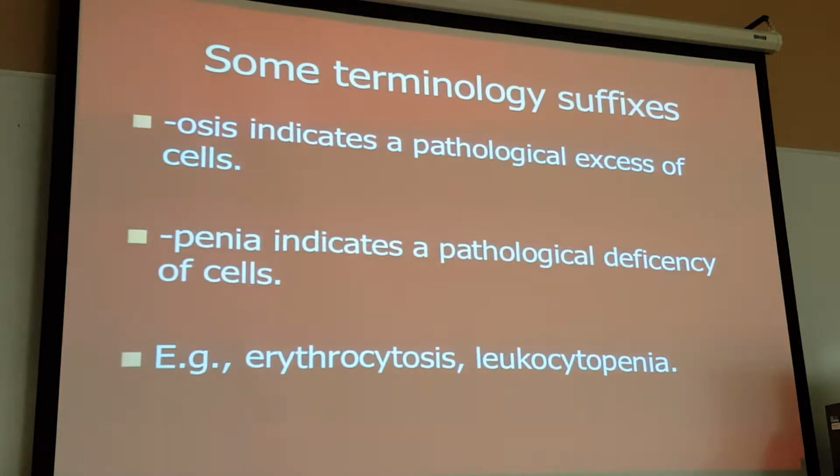Leukocytopenia means you don't have enough white blood cells. And leukocytosis means you have an abnormally high white blood cell count, probably have an infection somewhere. Okay.